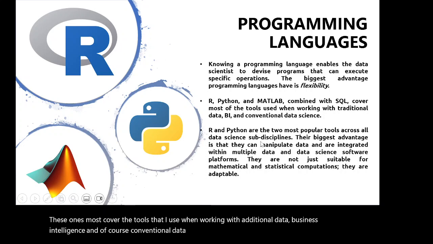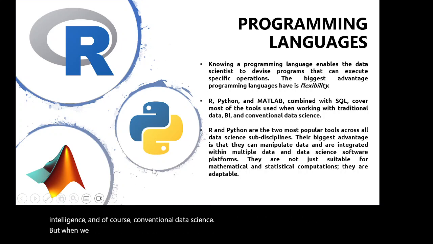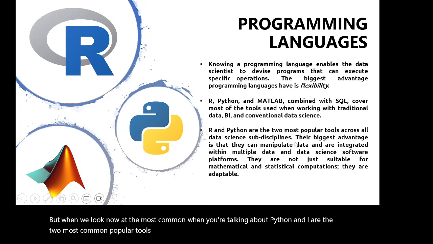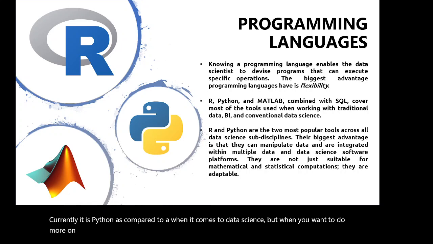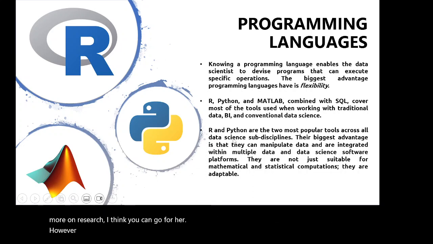data science. But when we look at the most common, Python and R are the two most popular tools across all data science subdisciplines. In fact, currently it is Python as compared to R when it comes to data science. But when you want to do more on research, I think you can go for R. However, R also has a data science library, or a package within it, that is used for data science. We will look into it.